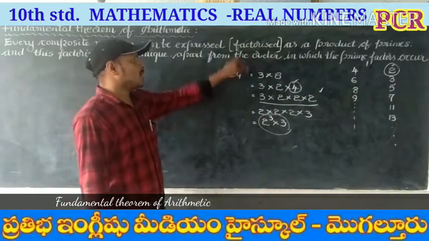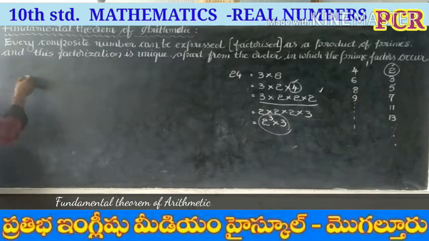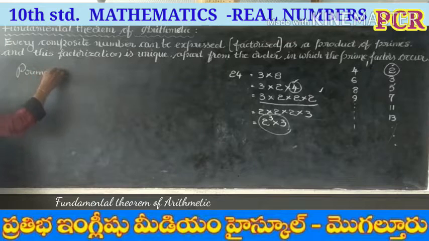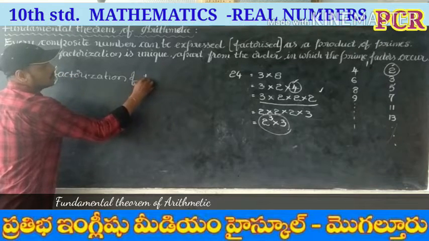So we can write any composite number this way. Let us do another composite number, that is, prime factorization of 140.